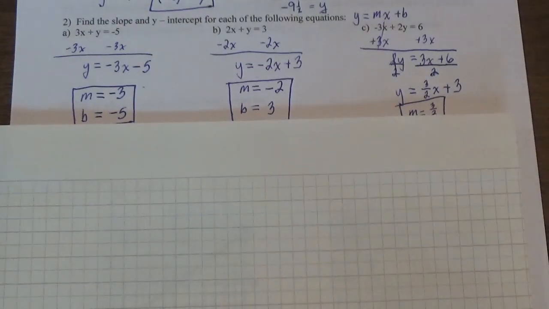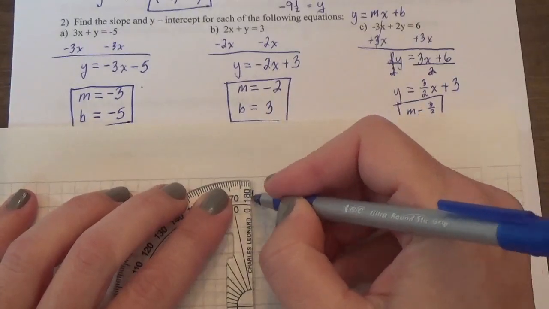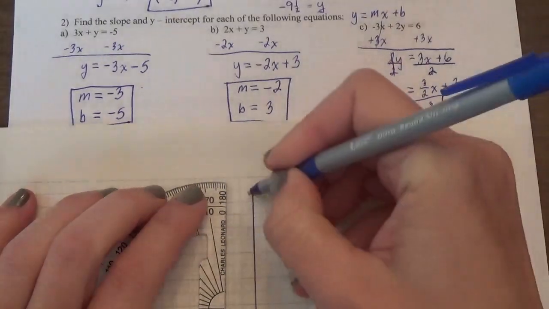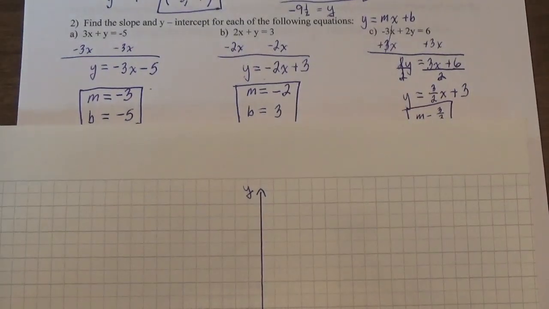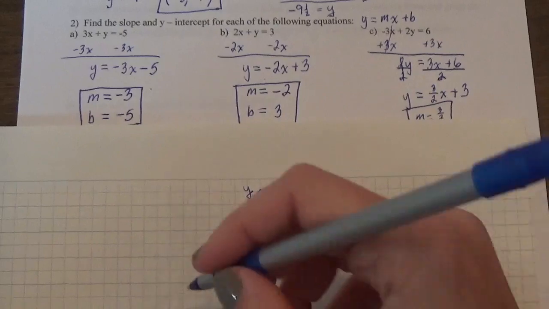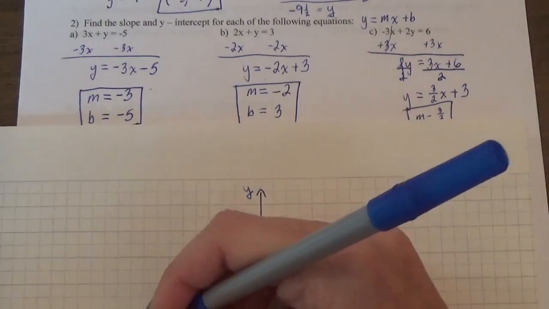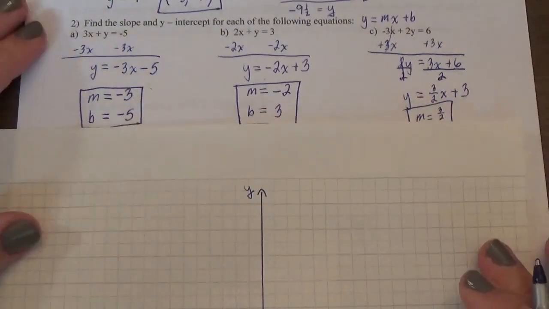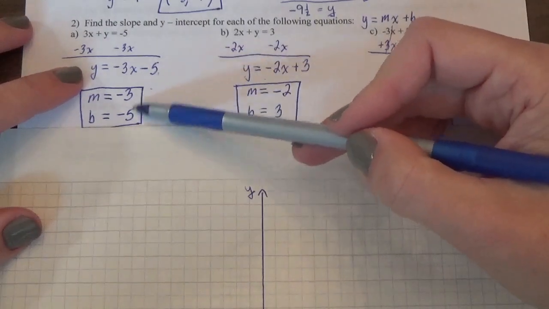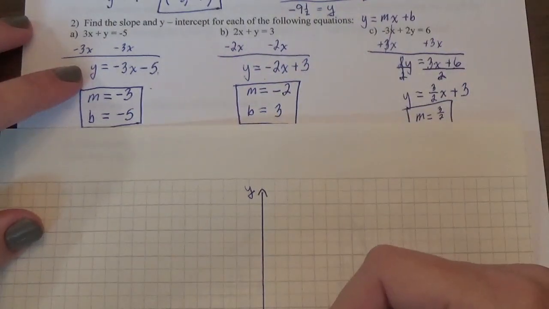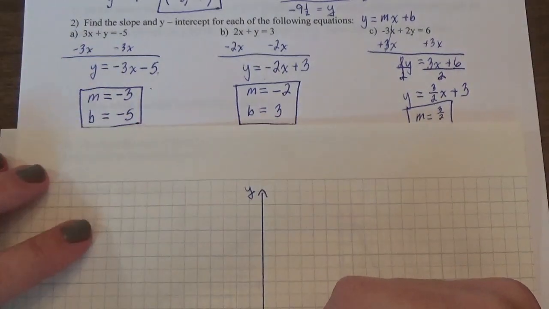Here it is. Let's make our coordinate plane, arrows, and label it y. And we've got this way, label it x. Okay, so the first one is y equals negative 3x minus 5. We already did the work here. It's going to start at negative 5, that's the y-intercept, and have a slope of negative 3.